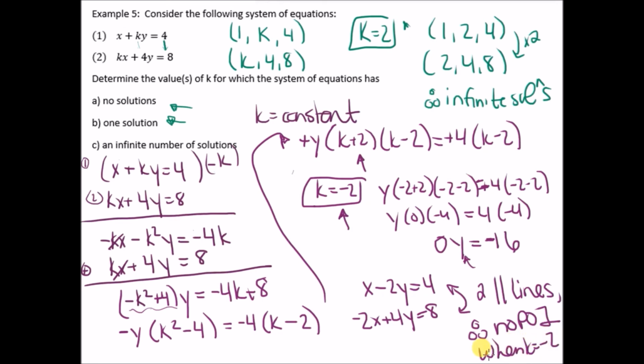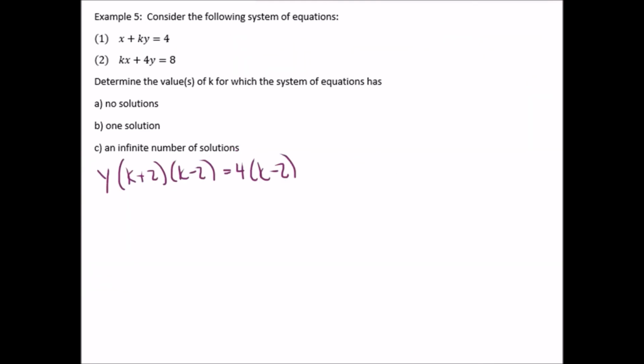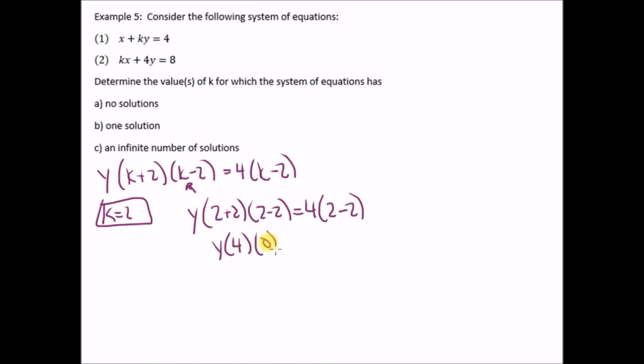So now let's look at the same situation, but for k equals 2. All I did was rewrite the equation. Now we're going to test when k equals 2, so let's go ahead and sub it in. We have y times 2 plus 2, times 2 minus 2, equals negative 4 times 2 minus 2. So this is y times 4 times 0 equals 4 times 0, since 2 minus 2 is 0. So we get 0y equals 0. When does 0y equal 0? Well, for any number for y, any.